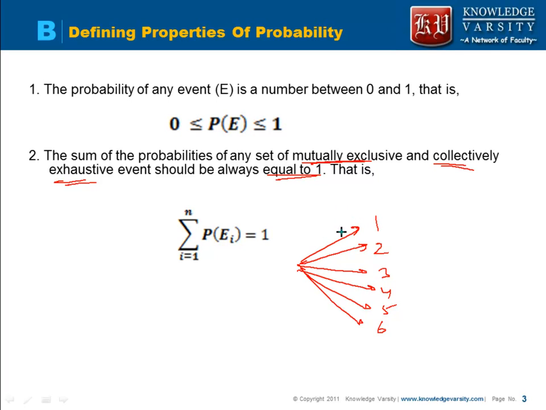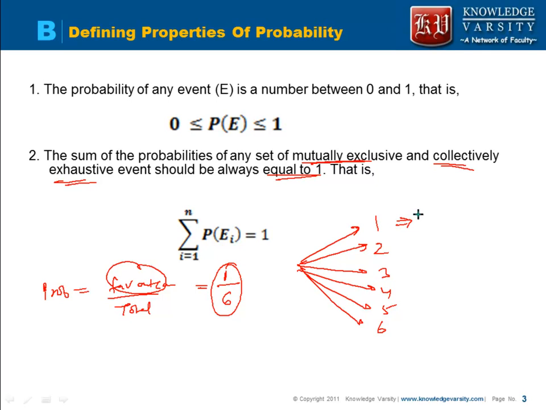Why? Because what is the probability of getting 1? One way to denote the probability is favorable outcomes divided by total outcomes. So what is the probability of getting 1? You can get 1 only once, out of a total of 6 possibilities. So the probability of getting 1 is 1 by 6.